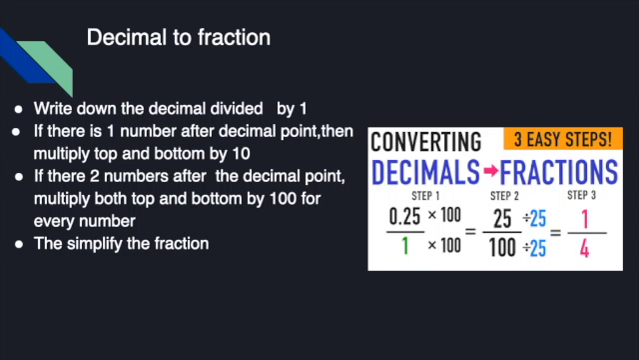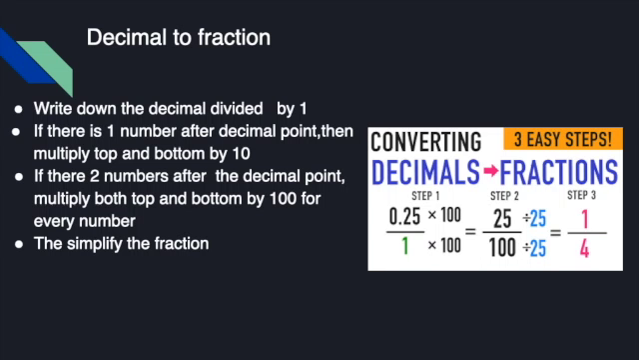Write down the decimal divided by 1. If there is one number after the decimal point, then multiply top and bottom by 10. Okay, if there are two numbers after the decimal point, multiply both top and bottom by 100. That's as you can see in the picture also. So for every number, simplify the fraction, as you can see here, right?